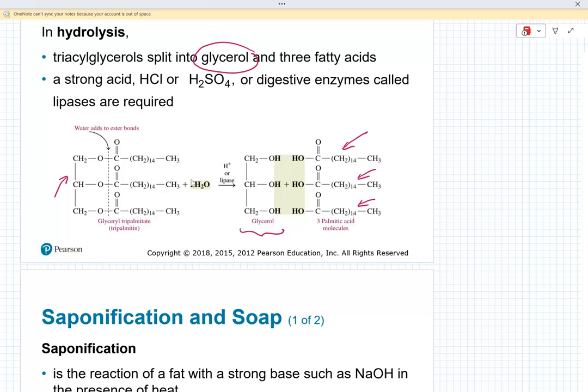Water is the reagent that breaks it down, but there's got to be some catalyst. The catalyst in the lab would be acid. The catalyst in the human body would be an enzyme called lipase. Now this is more relevant for extracting energy out of triacylglycerols.